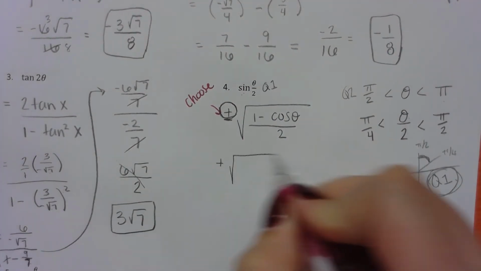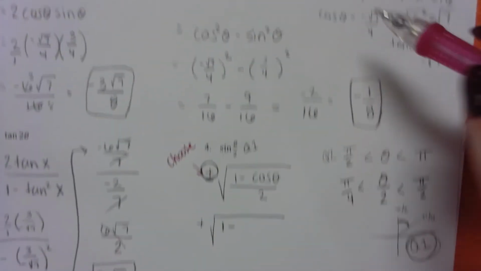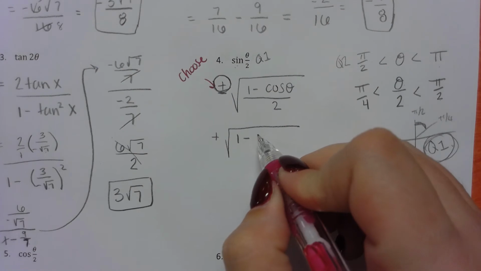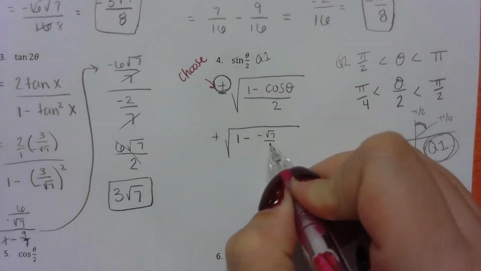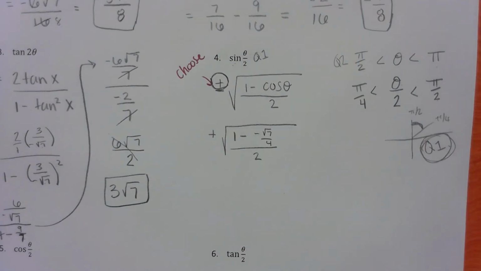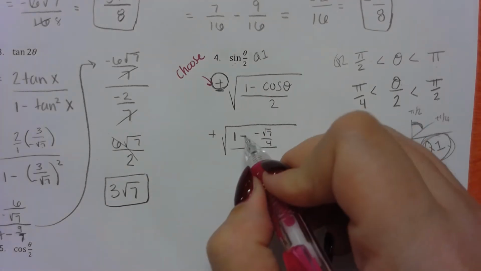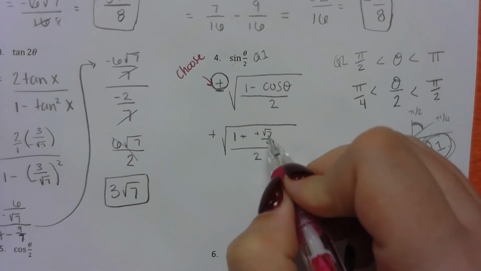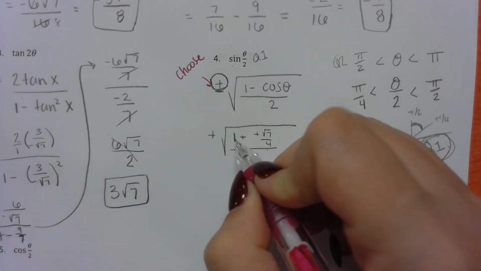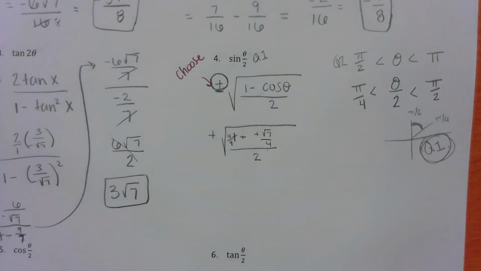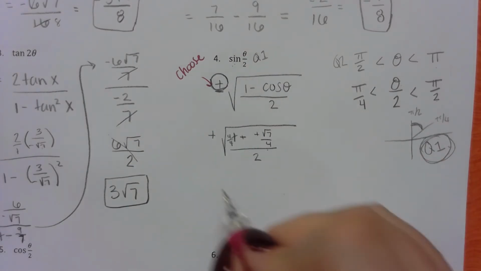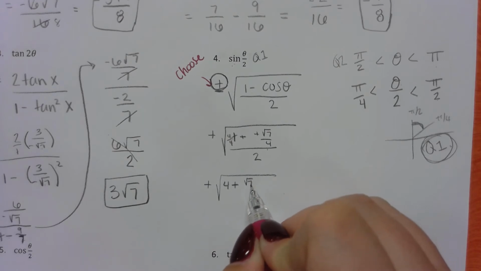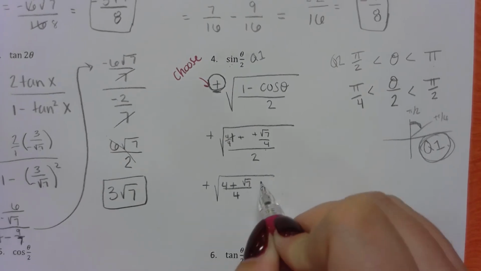So I have positive square root of 1 minus cosine, and we said that cosine was negative root 7 over 4. So 1 minus negative root 7 over 4, all over 2. When we subtract a negative, that really means addition. We have 1 plus root 7 over 4. We'll want to change that 1 to be 4 over 4. So we have 4 plus root 7 over 4, all over 4, all over 2.